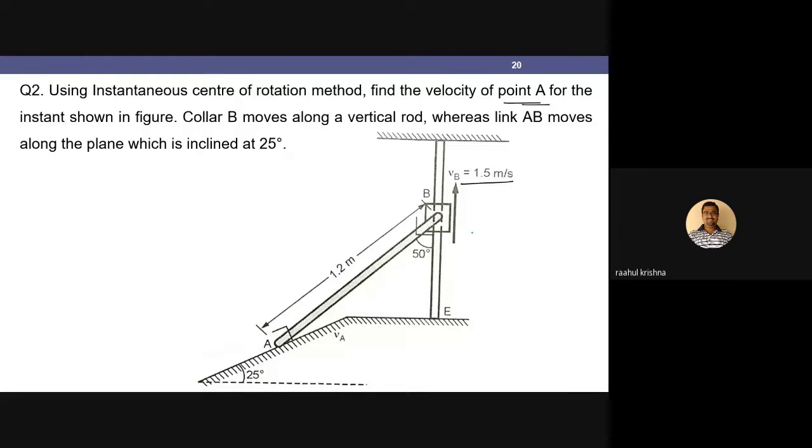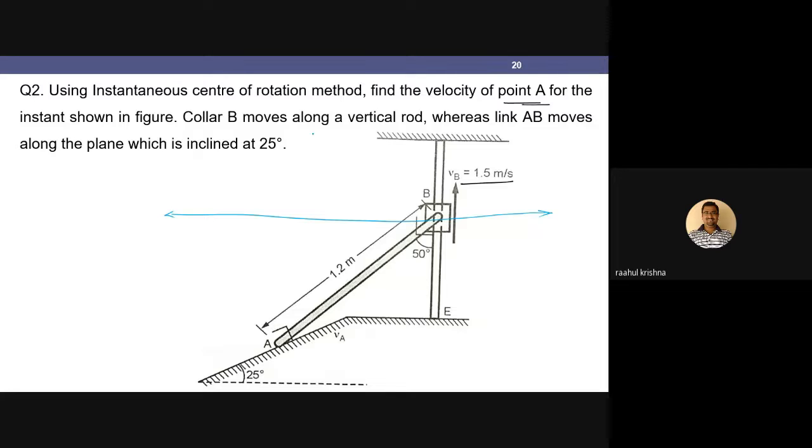Obviously, your VB is moving upward, so the perpendicular will be horizontal. The perpendicular line will be somewhere like this. Then comes the direction. I can make it in either direction, but if I make it towards this direction, will it intersect with the velocity vector from A? No, it won't. So that's why I'm making it along both directions. In the end, I'll take the point where it is intersecting.